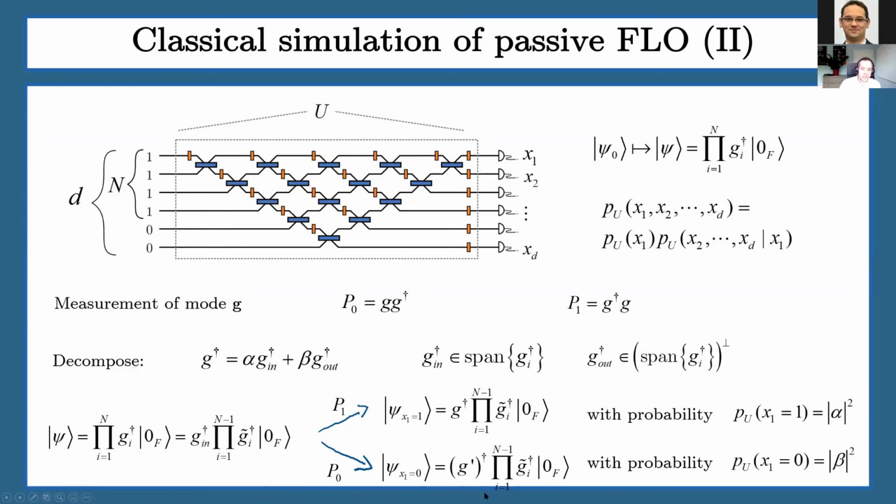You also can have some prescription for the negative outcome. And importantly, all those steps you can perform efficiently on a classical computer. So that gives you this post-measurement state, which is also a free fermion state, that you can then plug into this part. And if you were to do this naively, it wouldn't work, because you have too much entanglement.